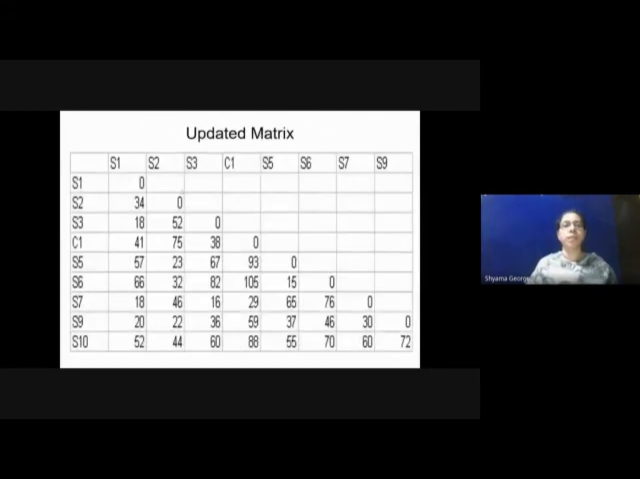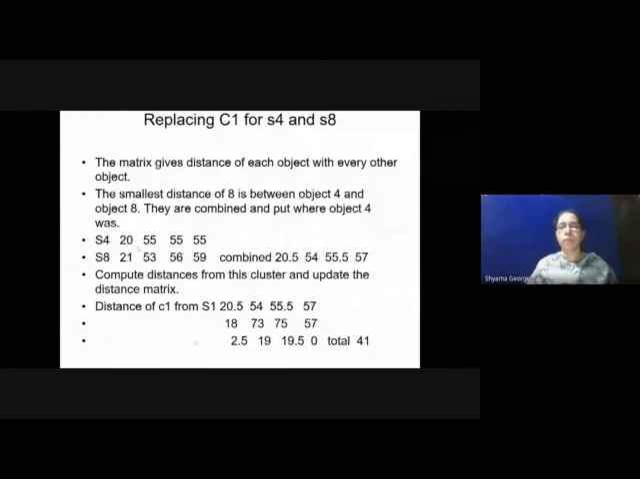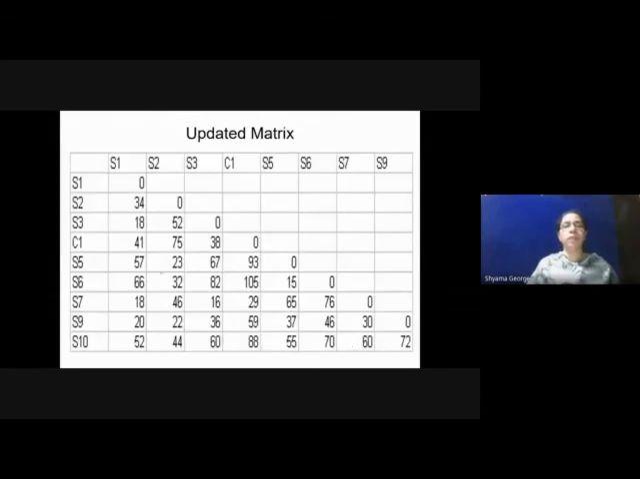So in the distance matrix, when you compute the distance of C1 from S1, when you take the difference, you will find that it is 41. Similarly, you can find the distance of C1 from S2, S3, S5, S6, S7, S9 and S10.